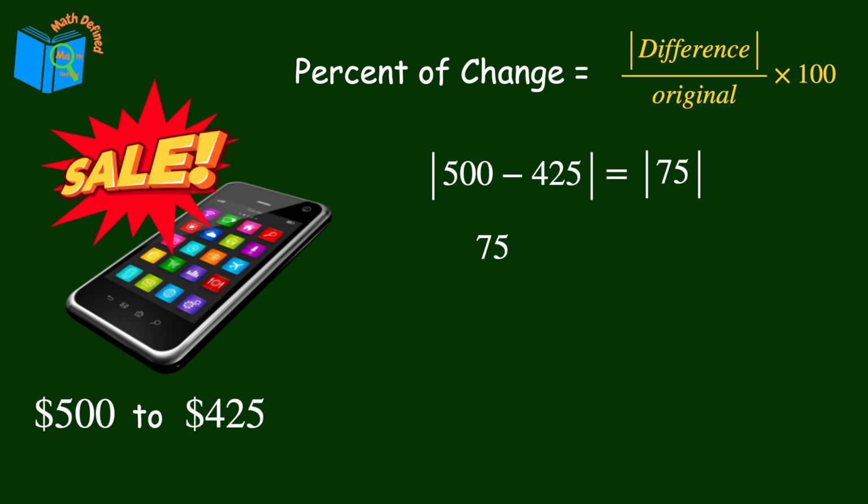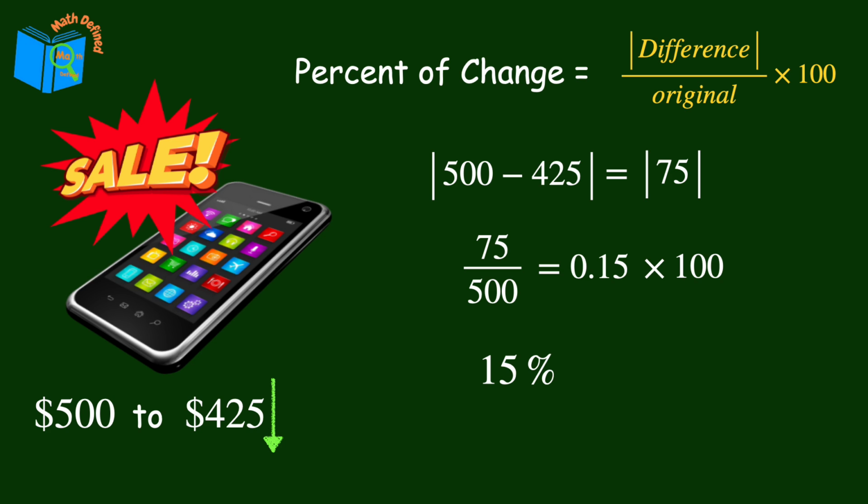Easy. Then we'll divide that difference by the original price, which was $500. 75 divided by 500 is 0.15. We'll multiply by 100 to turn it into a percent, 15%. Now we ask, is this a price increase or decrease? Well, the price went from $500 down to $425, so that's a decrease. That means you just saved 15% off the original price. Not bad.